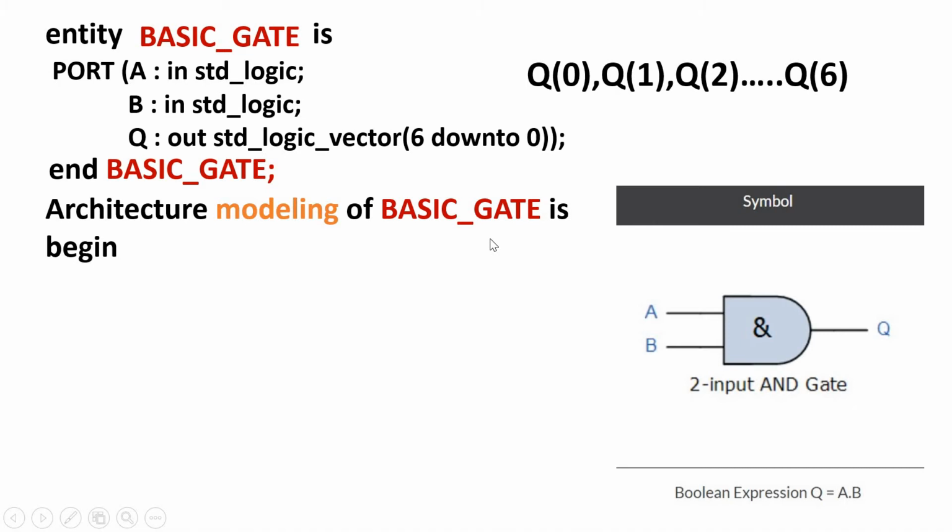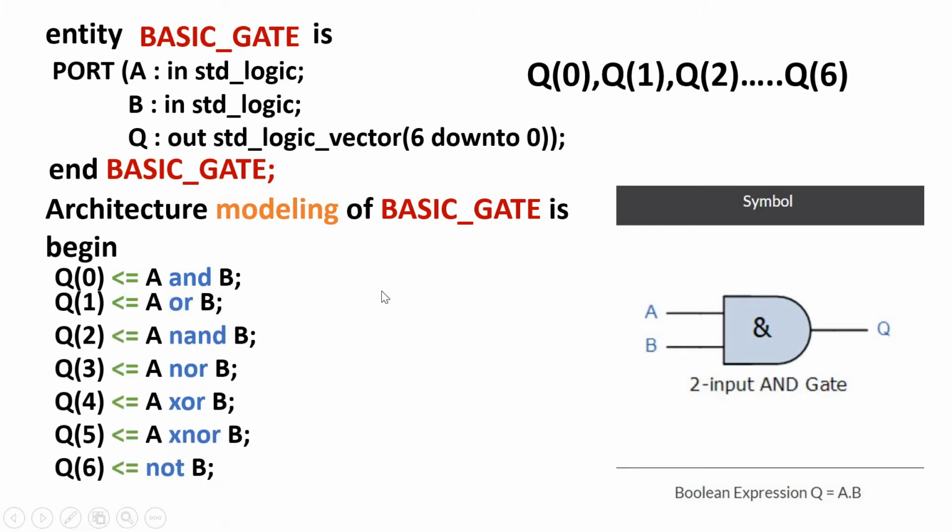Now we proceed further. Next is the architecture modeling of the basic gates. This is a name; we can give any name to this architecture. The main entity is basic gates, and this is the sub-part of basic gates. Now we proceed with the AND gate, Q0. This is the operator for assigning the value A and B. Similarly, we design all the basic gates.